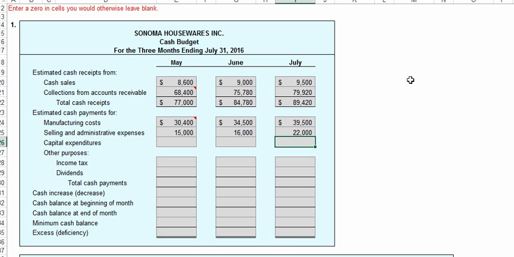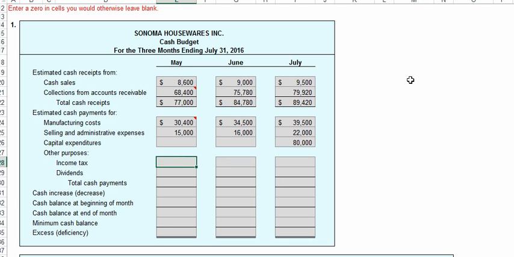Capital expenditures. We only have those in 1 month, and you guys, capital expenditures is just another way of saying purchases of property, plant, and equipment, or purchases of fixed assets. 80,000 in July.